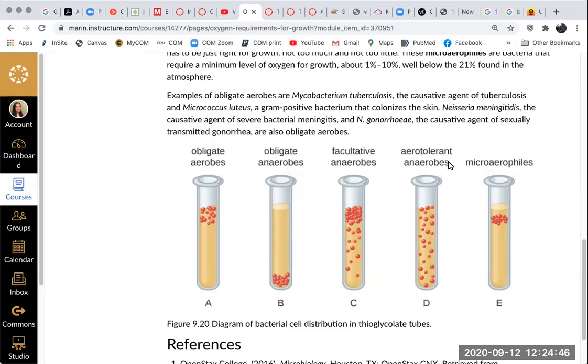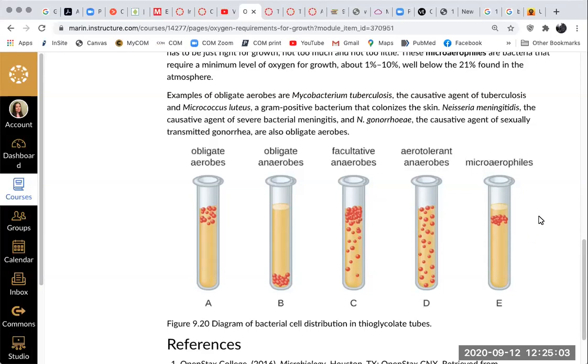And now we have our aerotolerant anaerobes. Aerotolerant anaerobes can grow throughout because they don't need oxygen for their energy needs, so they can grow way down here at the bottom, but they're not hurt by oxygen either, so they can grow up here by the top.